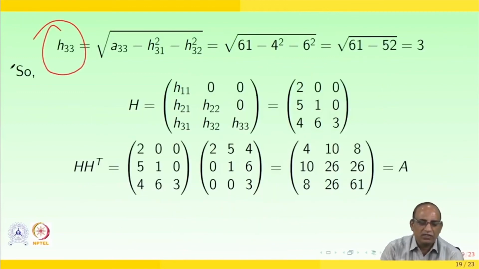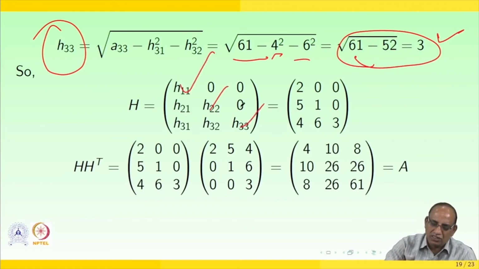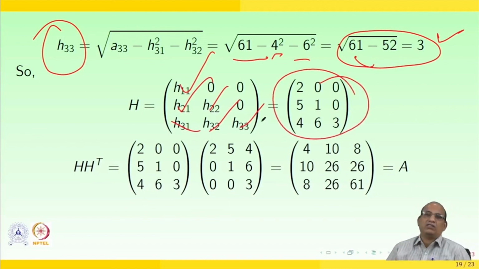Then H33 is the square root of A33 minus H31 squared minus H32 squared. So you get 61 minus 16 minus 36, that is the square root of 9, which is 3. And the capital H is H11, H22, H33, H21, H32, H31, 0. So this is the one which you get by this process: 2, 0, 0; 5, 1, 0; 4, 6, 3.